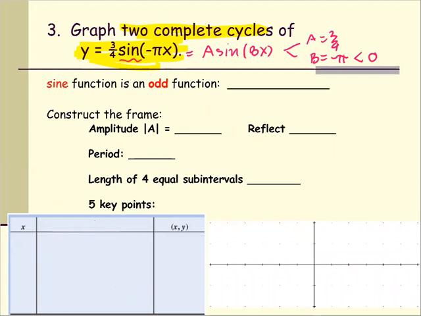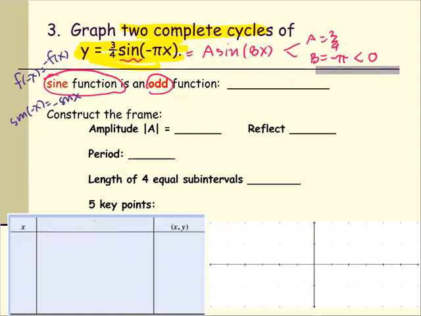Since this one involves the sine function, it is an odd function. Odd function means the function of negative x is the same as negative function of x. So for our sine case, sine of negative x is the same as negative sine x.